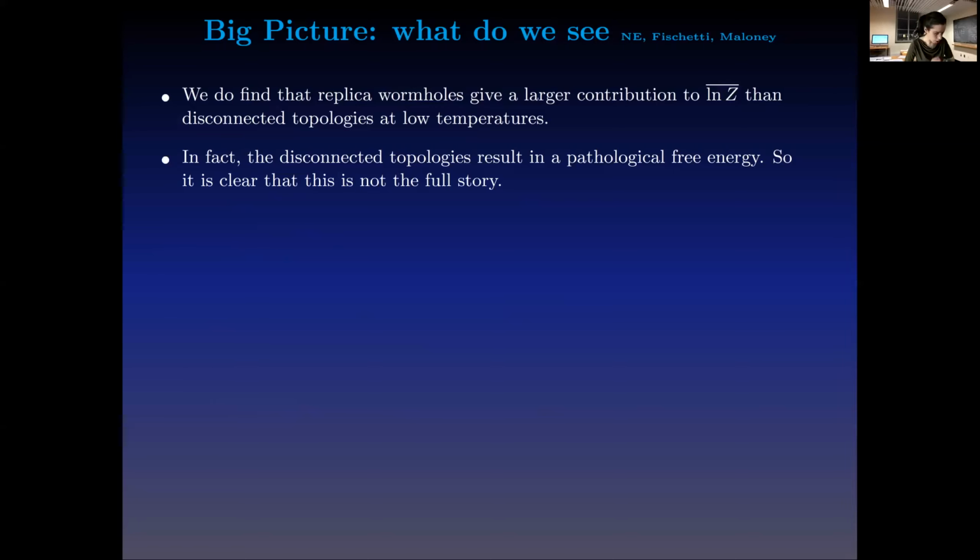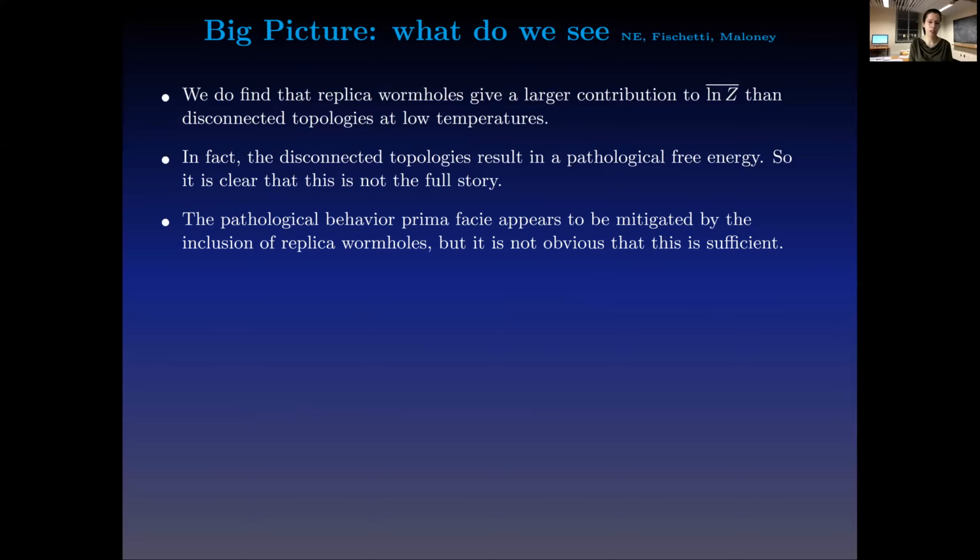So if that's all you calculated and you didn't know about replica wormholes and you didn't think about them, then you would still know that you have a problem. So it's clear that the annealed free energy is not the full story. The disconnected topologies cannot possibly give you the right answer. Now, the pathological behavior, at least prima facie, appears to be mitigated by the inclusion of replica wormholes. So you start seeing behavior that's progressively better as you include more of these connected topologies. But unfortunately, we can't do the calculations to sufficiently high order to show that this is sufficient. It's not obvious that this is sufficient.